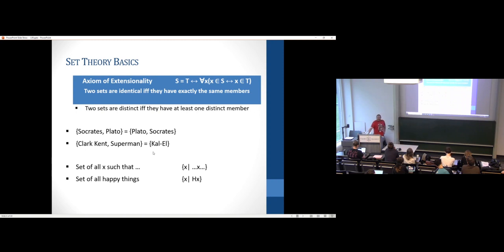Okay. Now, some further notation. We write the set with these curly brackets. We can use this to basically say the set of all things X that satisfy some condition. So for example, down here we have the set of all things that satisfy the predicate H. H could be, is a happy thing, or, I don't know, is a harrier, is a Hollander, doesn't matter.